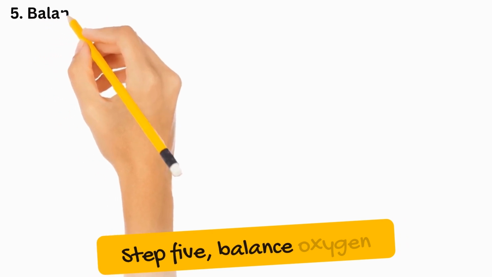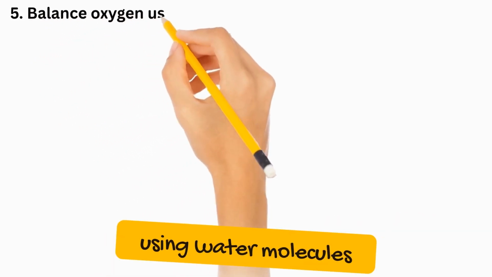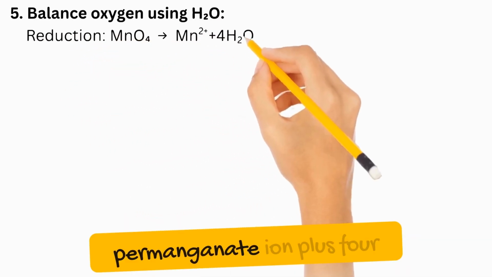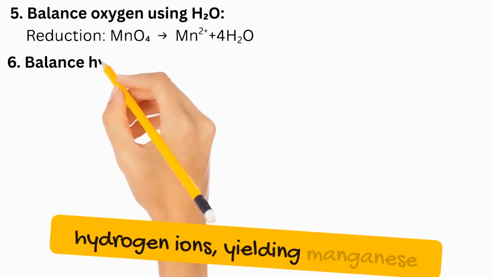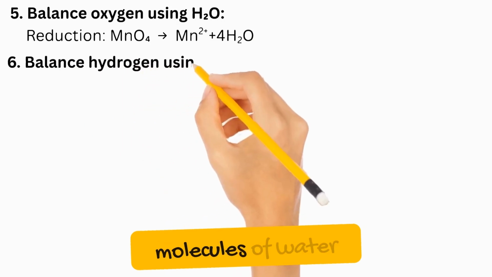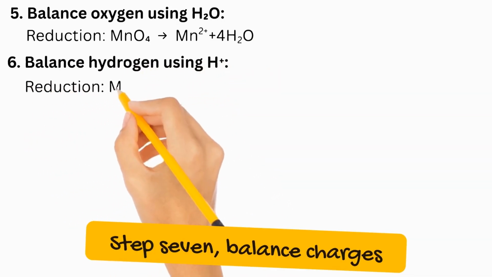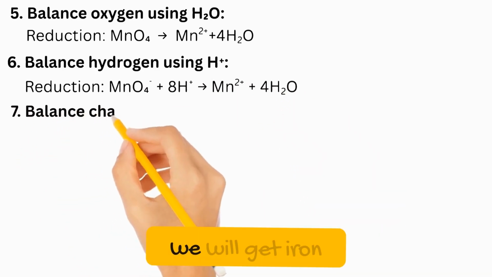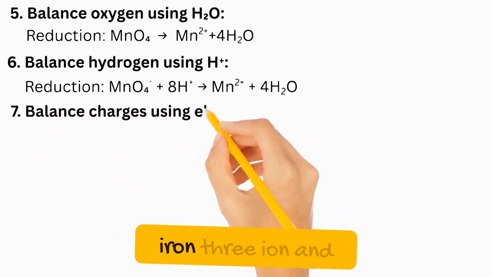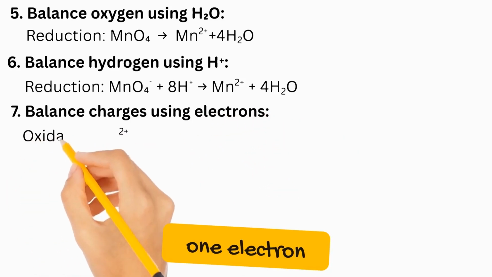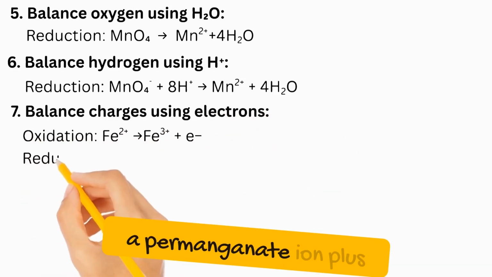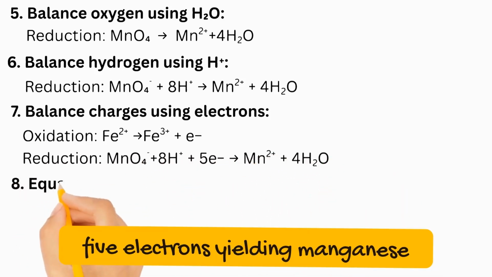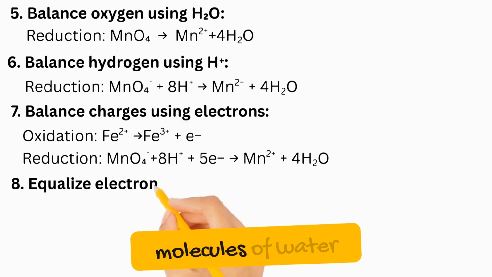Step 5. Balance oxygen using water molecules. Step 6. Balance hydrogen by using hydrogen ions. This gives us a permanganate ion plus 8 hydrogen ions, yielding manganese 2 ion plus 4 molecules of water. Step 7. Balance charges in both half reactions with electrons. In the oxidation reaction, we will get iron 2 ion oxidized to iron 3 ion and 1 electron. And in the reduction reaction, we will have a permanganate ion plus 8 hydrogen ions plus 5 electrons, yielding manganese 2 ion plus 4 molecules of water.